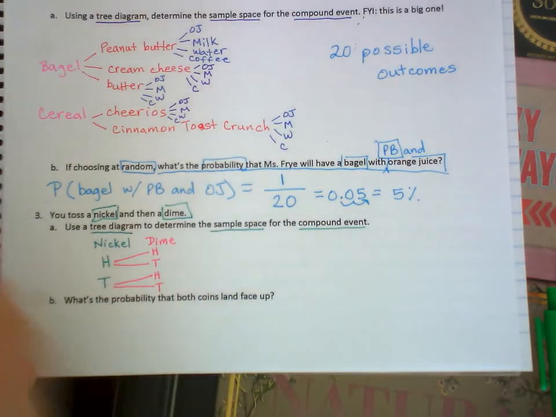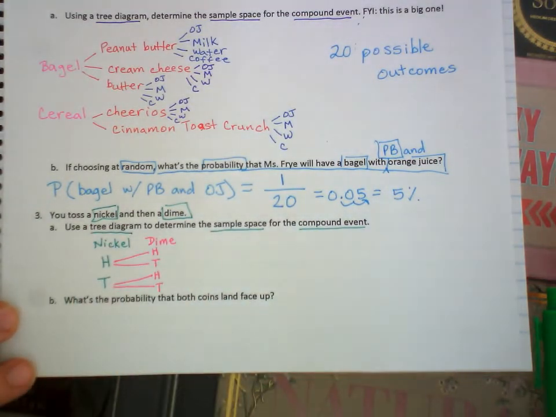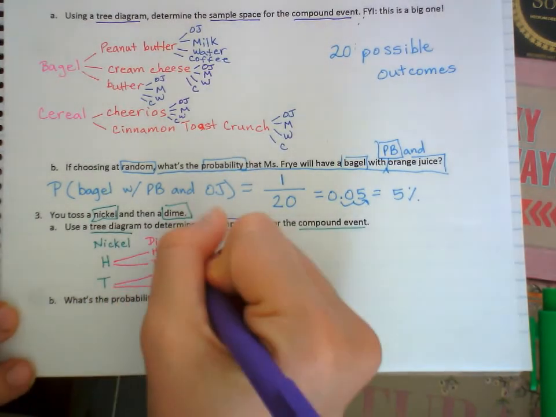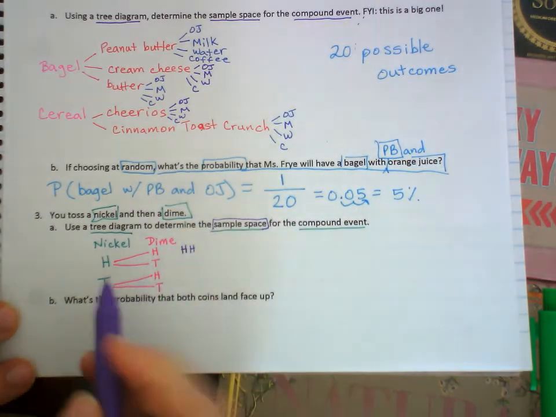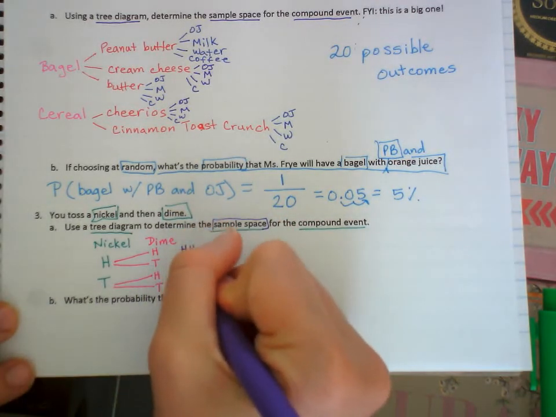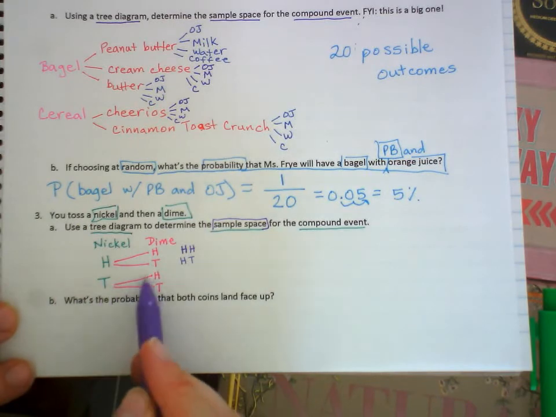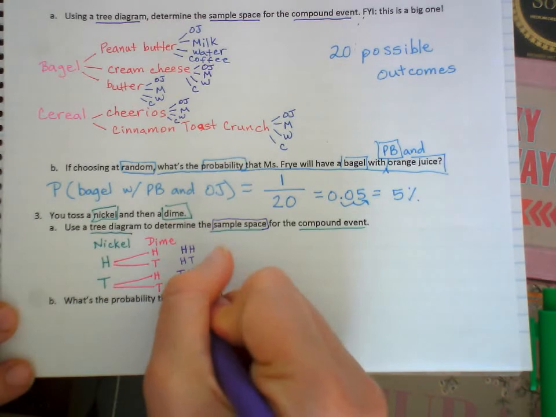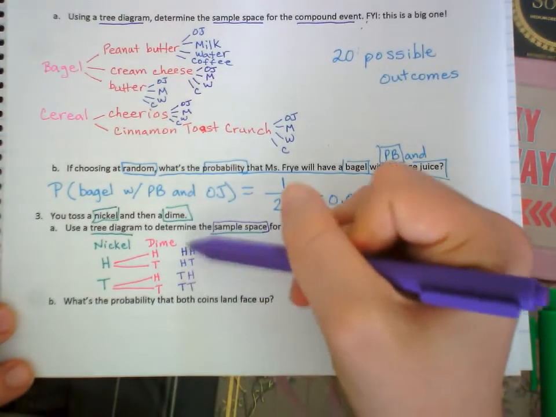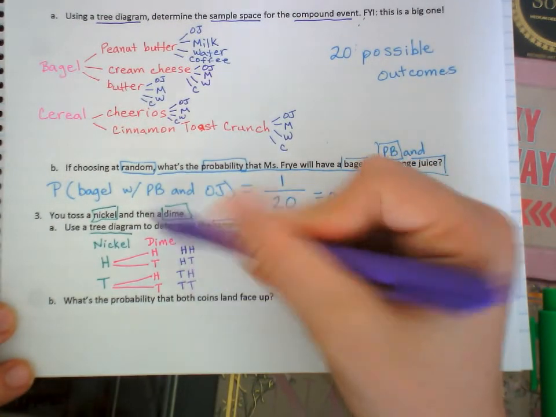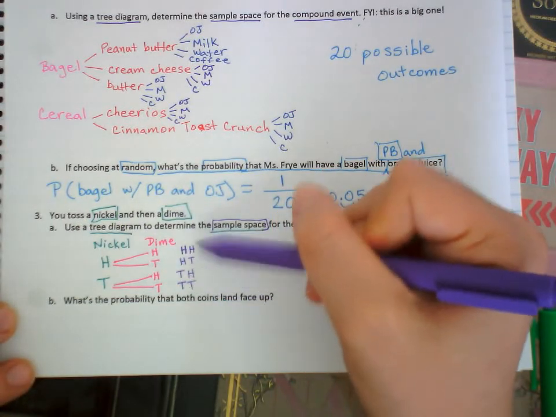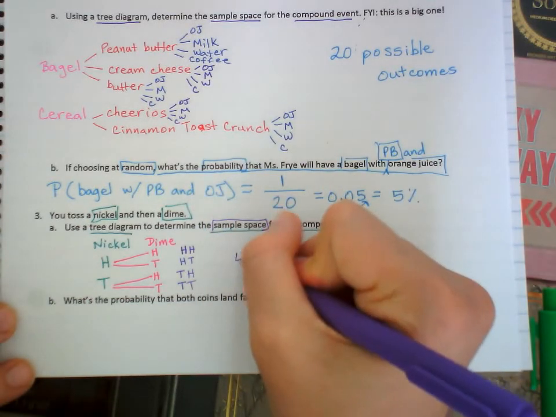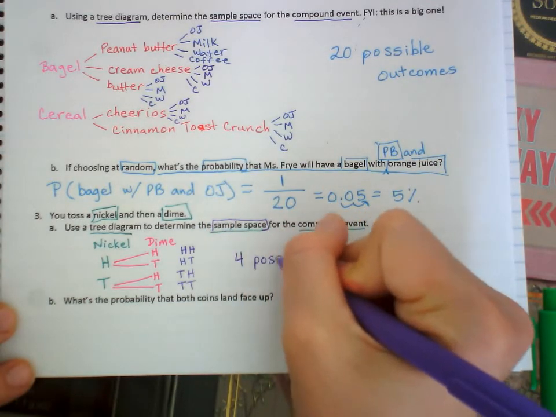So those are your 2 events, and the sample space is going to be heads and heads, heads to tails, tails to heads, tails to tails. So the first letter represents what you flipped for the nickel, because you tossed the nickel first. The second letter represents what you flip for the dime. So we have 4 possible outcomes in our sample space.